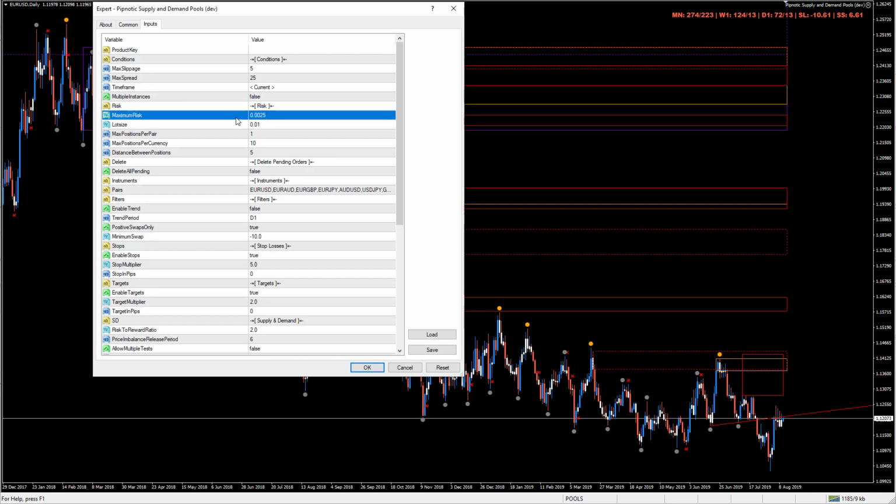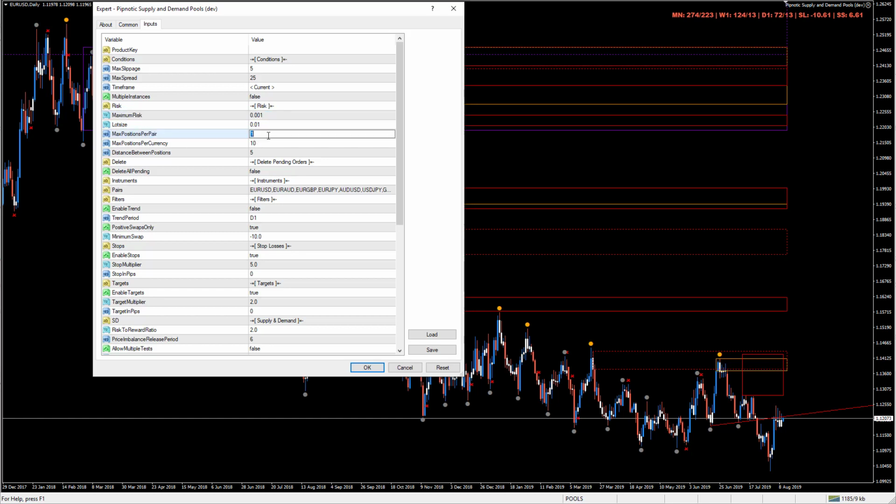We have maximum risk. I like to put this low, so 0.1%. This is the value that I like. This enables me to put multiple trades on at a given level and still be within my risk parameters, which is super important. Okay, so 0.1%. Lot size, I leave this standard because I'm focusing on the maximum risk.